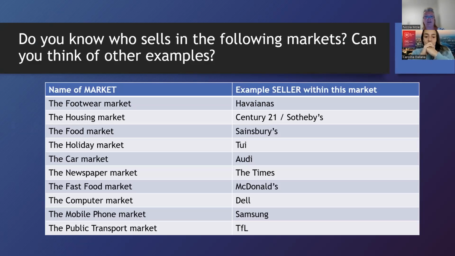So in London, we have TfL, which is Transport for London. Are there any other local examples that you would like to add to my list? Any names of any popular sellers within these particular types of markets? How we classify products? Any names anyone would like to contribute?